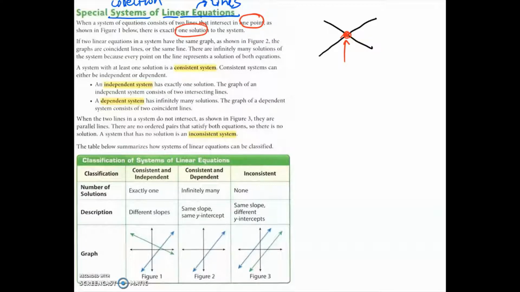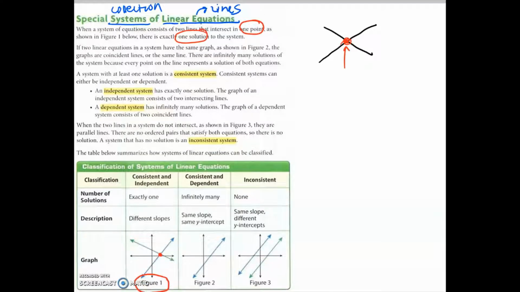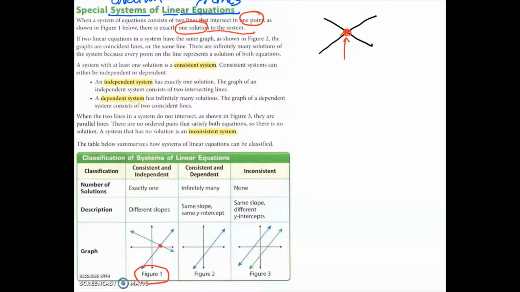Let's go ahead and look at figure 1 with my red pen here. This is my figure 1. It's very similar to what we drew here. And in this case, blue and green intersect. The lines intersect at a point here, which implies that one point is the solution. So what this is implying is that the intersection point is the solution.